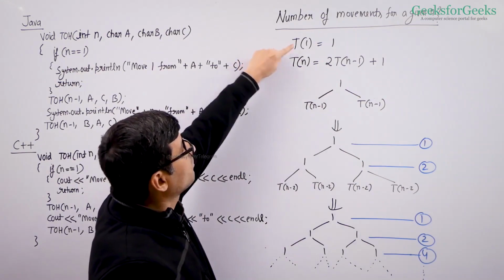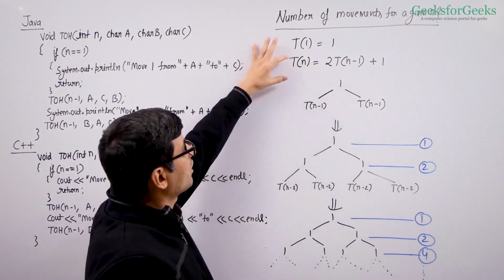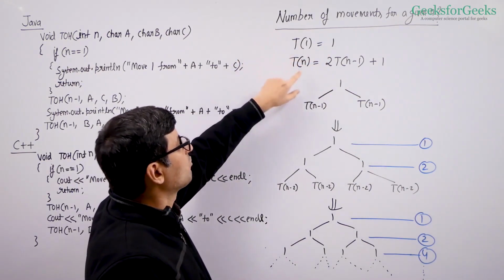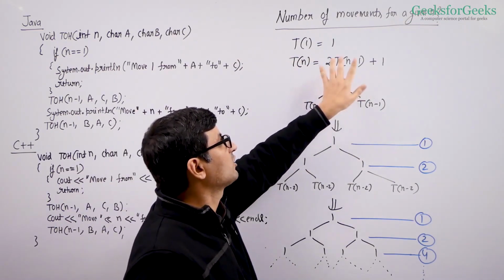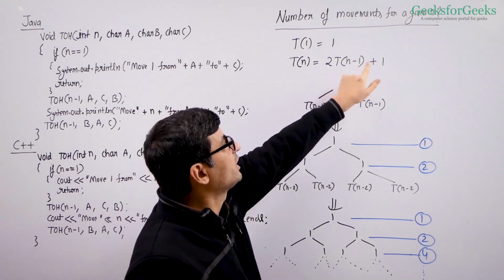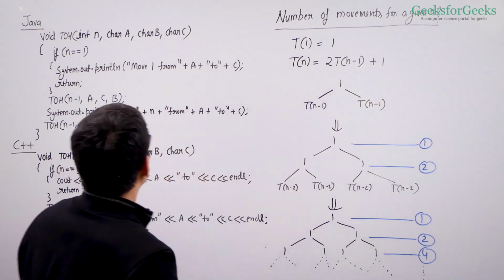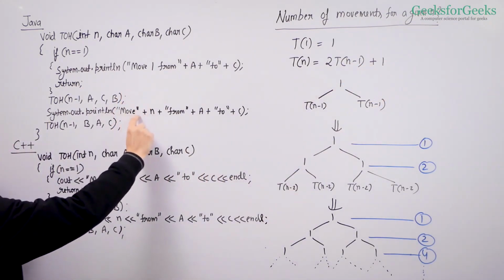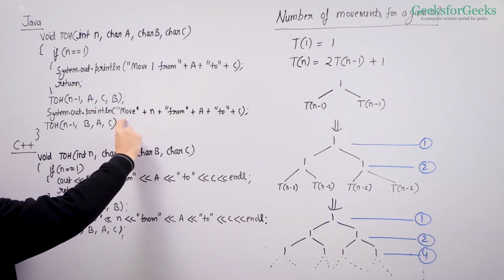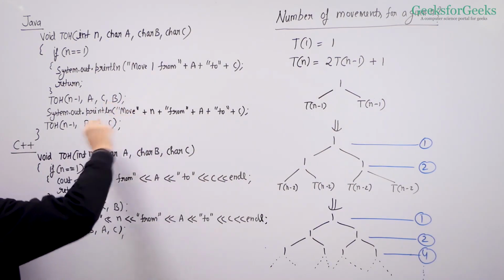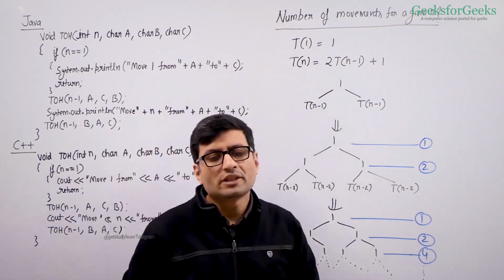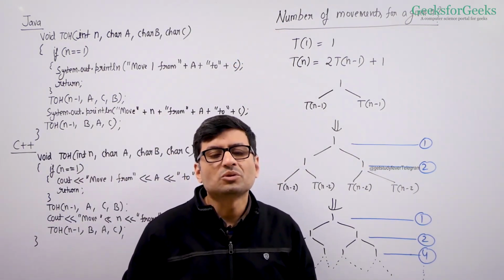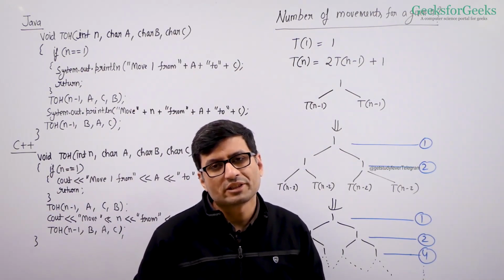When n is 1, we need 1 movement. For a given random n, we call it for n-1 two times, right? Those many movements are required, then we make a movement also. So we call for T(n-1), we make a movement, and then we call for T(n-1). So T(n) = 2T(n-1) + 1. These many movements we do for a given n. Let's now try solving this using the recursion tree method that we have discussed.